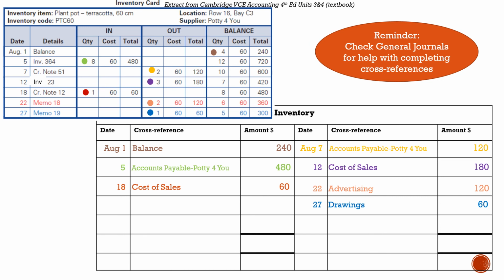Here's a reminder to check the general journals for help with completing the cross-references. Now we need to balance the ledger account. To do this, firstly we take the total from the side with the larger amount, and this works out to be $780 on the debit side. Then we write this total on the other side, which is the credit side. Lastly, we calculate the differential amount on the credit side, which works out to be $300. This represents the inventory on hand that we have as at 31st of August. We then carry forward this balance to the 1st of September.